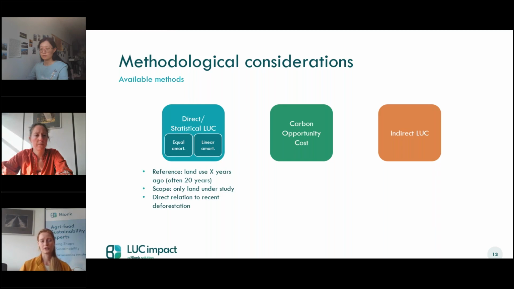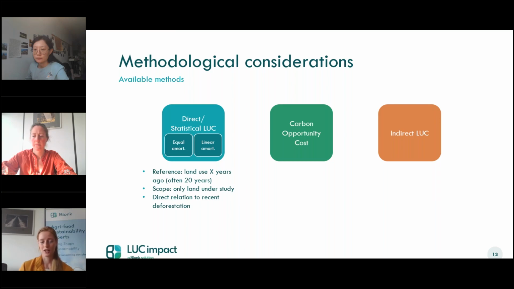So basically, the principle is that for a certain commodity or a certain crop, you always consider your current situation compared to a reference state. And that reference state in this case is land use X years ago. And often that time frame is set to 20 years. So we're looking at historic land use change over that period. And the scope therefore only is the land under study. So that's why it's called direct land use change.